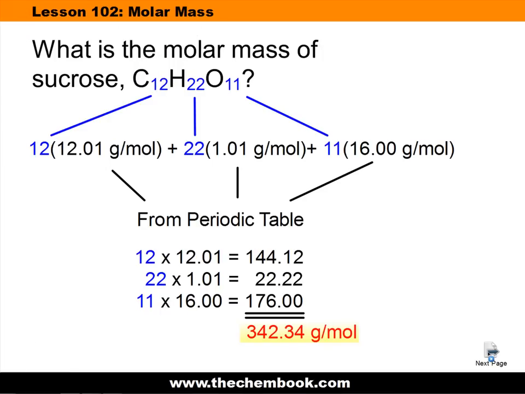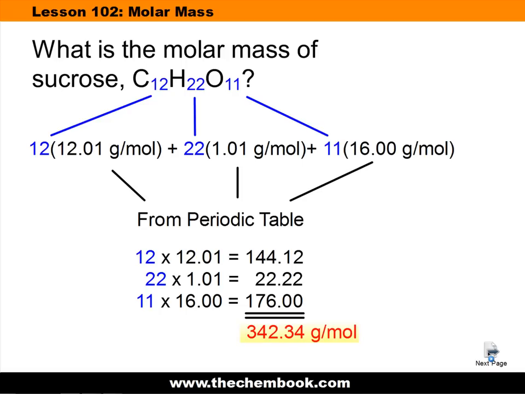So let's look at a little more complex problem, which would be asked as: what's the molar mass of sucrose, C12H22O11? In this case, we have 12 carbons, 22 hydrogens, and 11 oxygens. So from the periodic table, we get the AMUs, or the grams per mole, of each of these atoms. For carbon, it's 12.01 grams per mole. For hydrogen, it's 1.01 grams per mole. And then oxygen is 16.00 grams per mole.